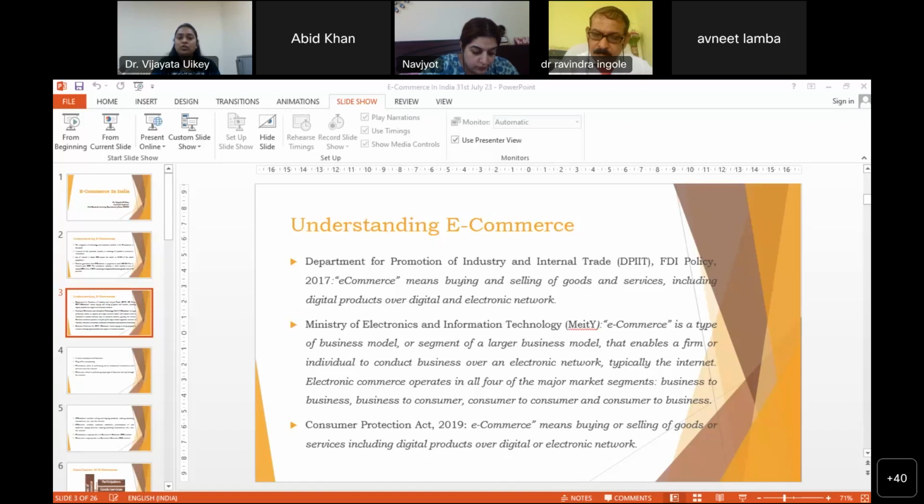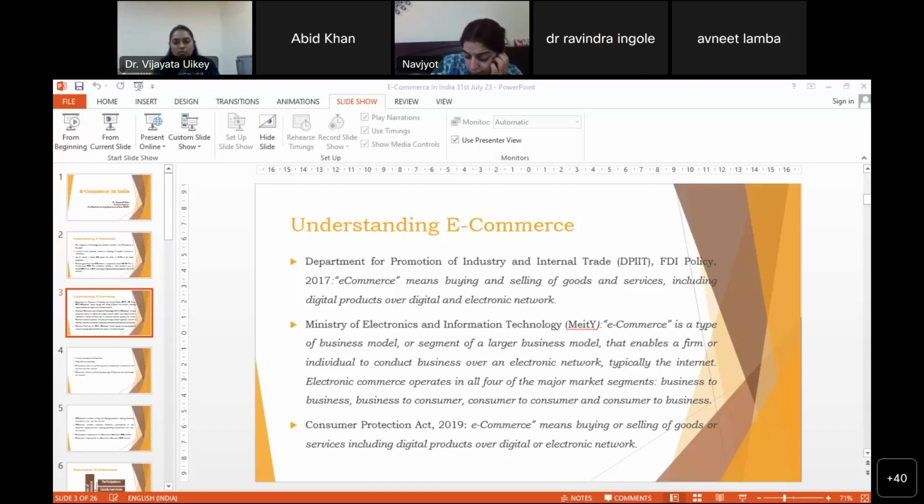Then the Ministry of Electronics and Information Technology has also tried to define e-commerce as a unique type of business model, or a segment of a larger business model, that enables a firm or an individual to conduct business over an electronic network, typically the internet. Electronic commerce operates in all four of the major market segments: business to business, business to consumer, consumer to consumer, and consumer to business. Consumer Protection Act 2019 also tries to define e-commerce. Again, the same ingredients are there: buying and selling of goods and services, including digital products, over a digital or electronic network.